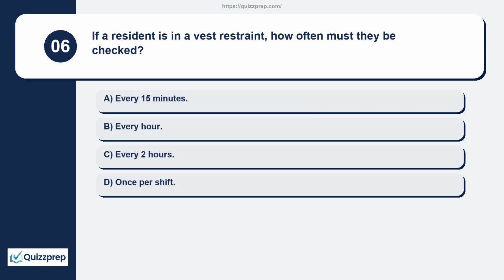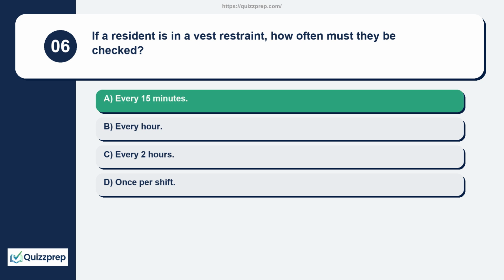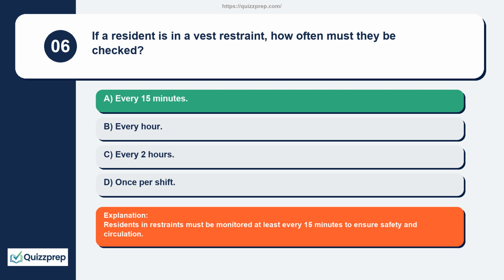Question 6. If a resident is in a vest restraint, how often must they be checked? Every 15 minutes. Every hour. Every 2 hours. Once per shift. Residents in restraints must be monitored at least every 15 minutes to ensure safety and circulation.